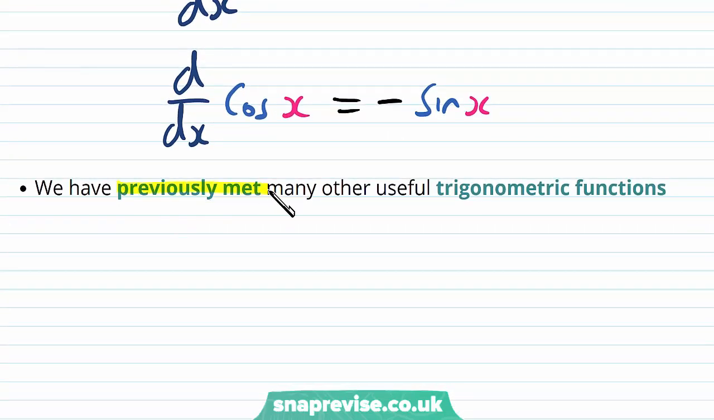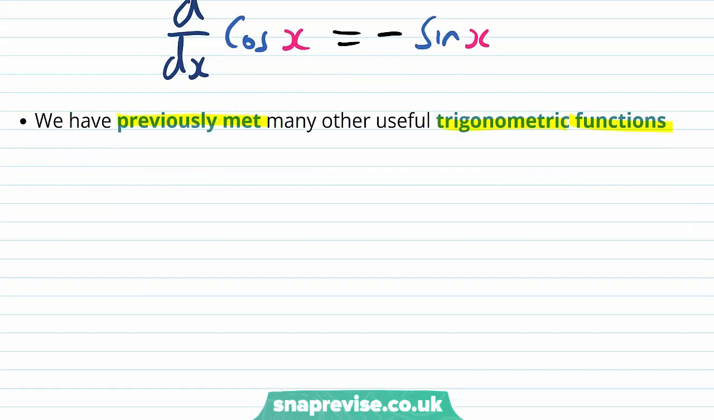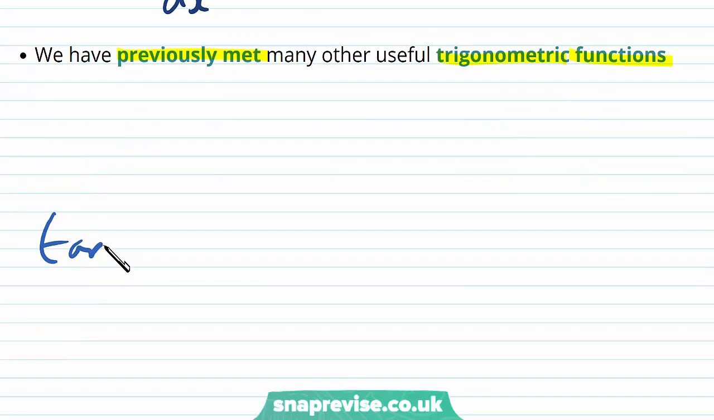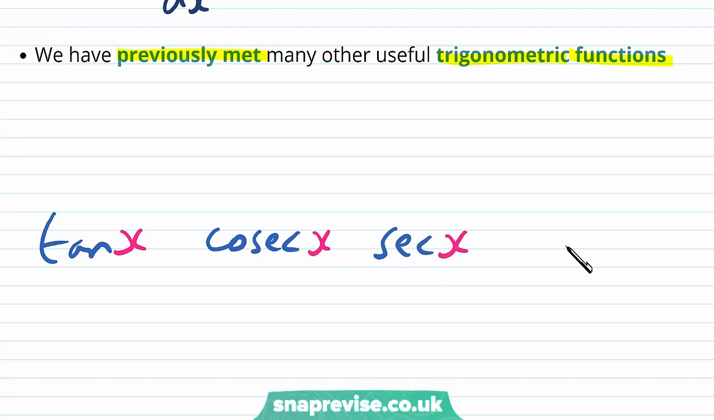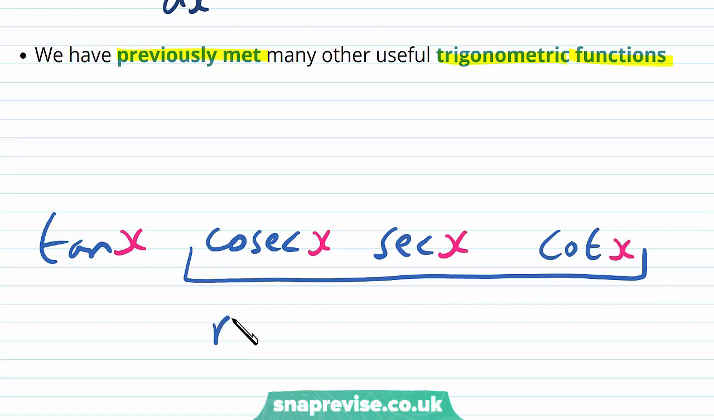We have previously met many other useful trigonometric functions, namely the tan of x, the cosec of x, the sec of x, and the cot of x. The last three are examples of the reciprocal trigonometric functions of their counterparts sine, cosine, and tan.